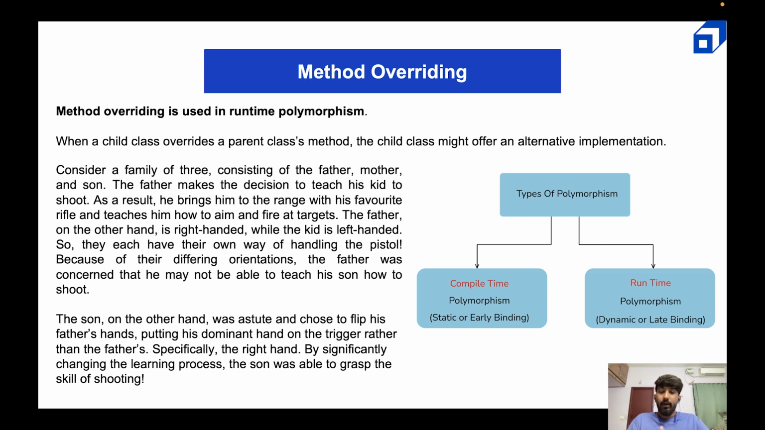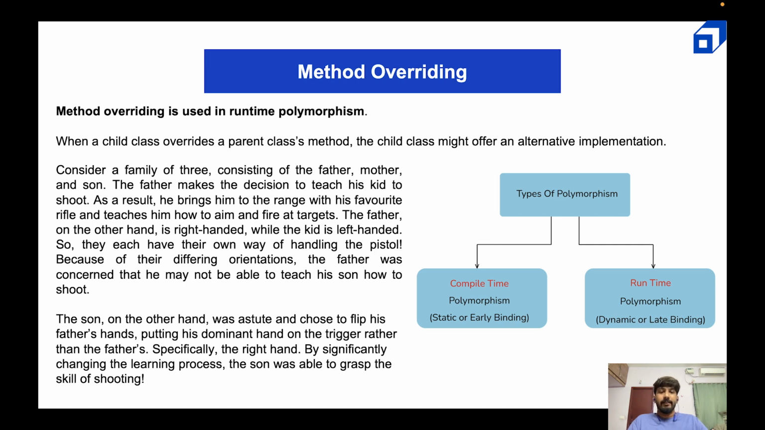The son, on the other hand, was astute and chose to flip his father's hands, putting his dominant hand on the trigger rather than the father's, specifically the right hand. By significantly changing the learning process, the son was able to grasp the skill of shooting.